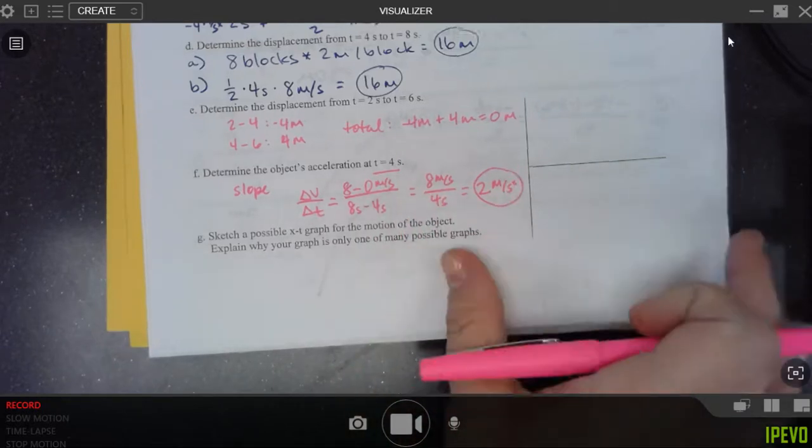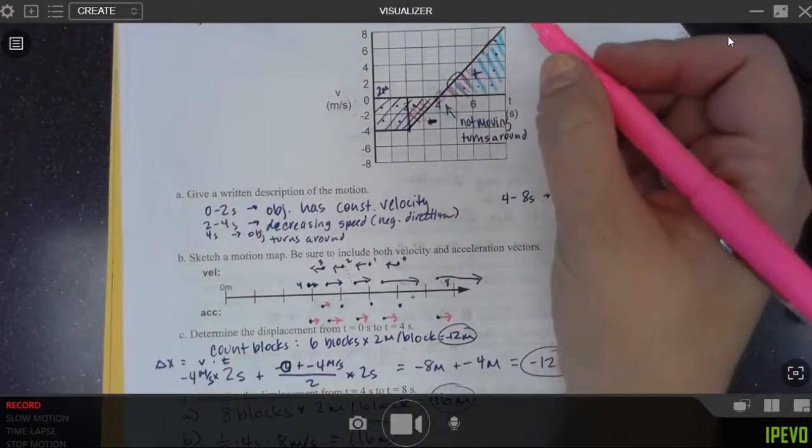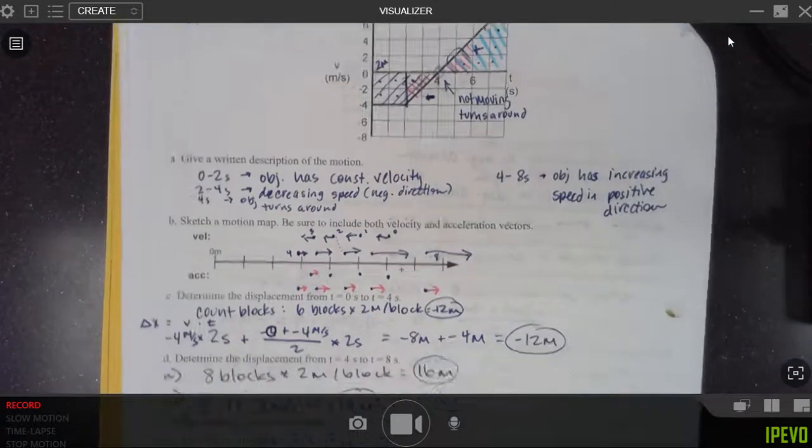And you should have gotten the same value no matter where along this line you chose your points. Did everybody get 2 meters per second squared?